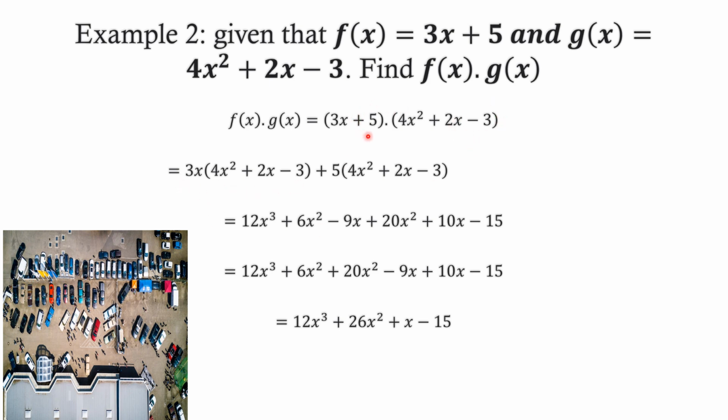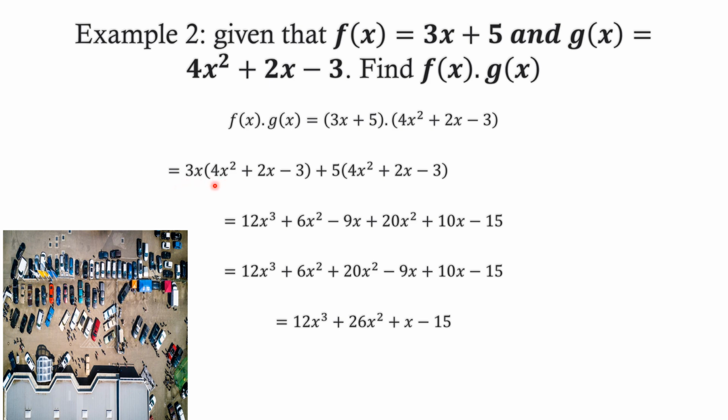Then the second element, plus 5, will also be distributed to the expression g(x) in this form. So we have the expression expanded like 3x multiplying (4x^2 plus 2x minus 3), then 5 multiplying (4x^2 plus 2x minus 3), with addition in between them.